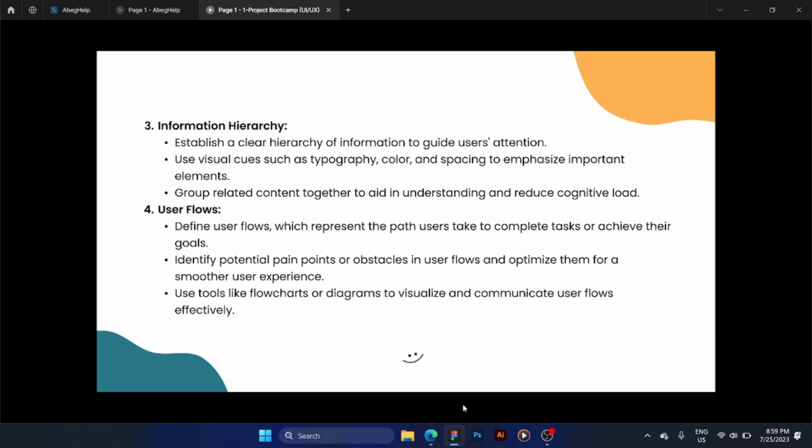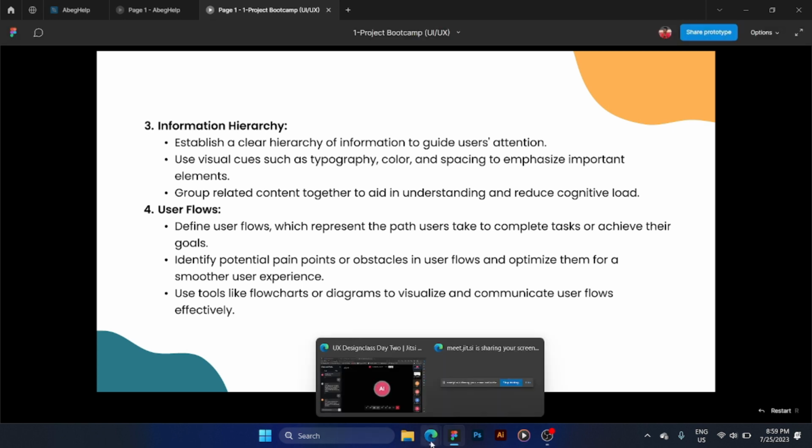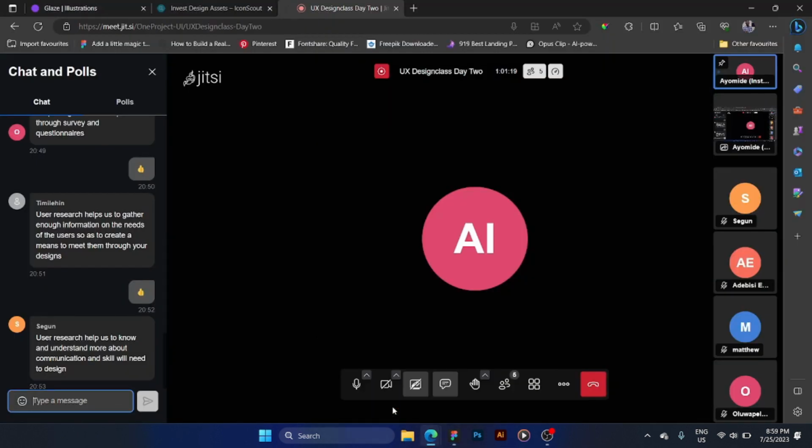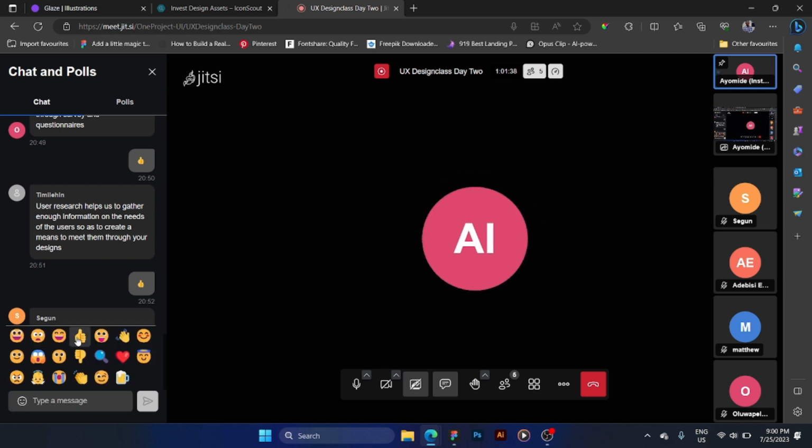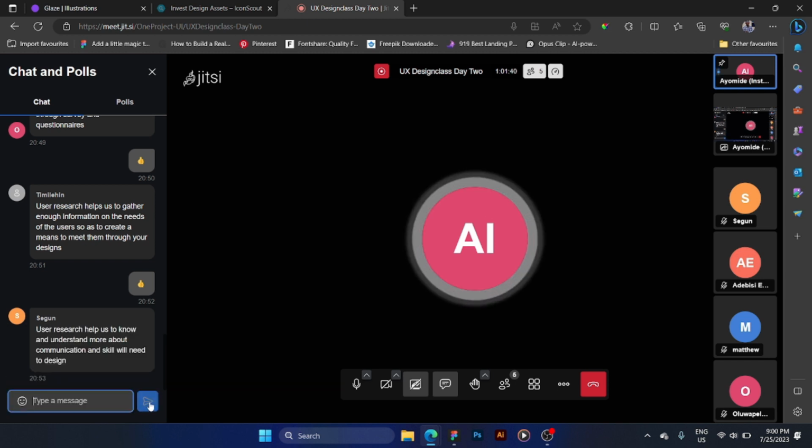All right. So just like when you first get to a website, let me try to show us a website. Okay, Shagun later responded. So sorry about it, I'm just saying it. Let me read it out for everybody to see. User research helps us to know and understand more about communication and skill we have to design. Yes, very good. Awesome.